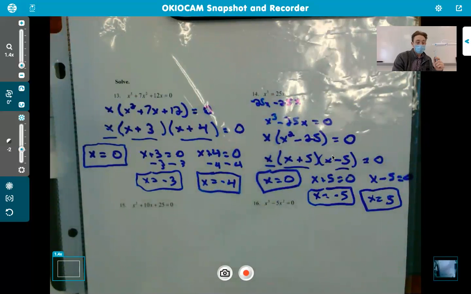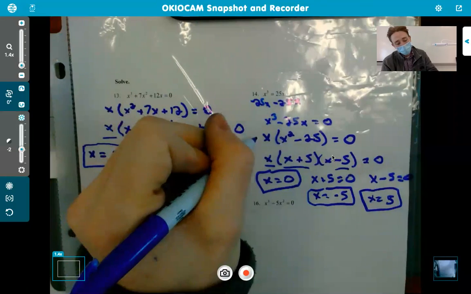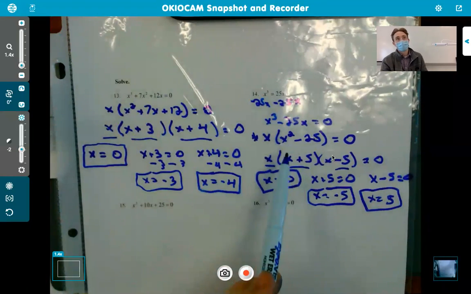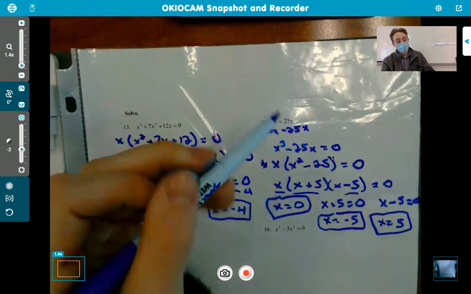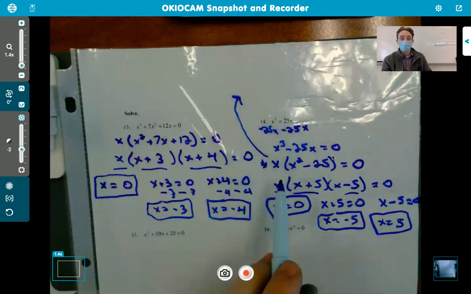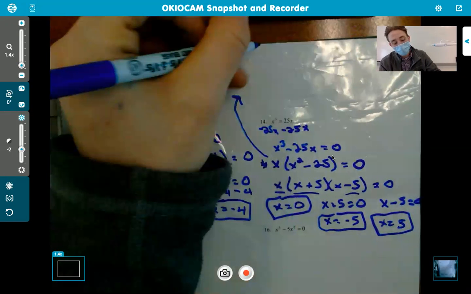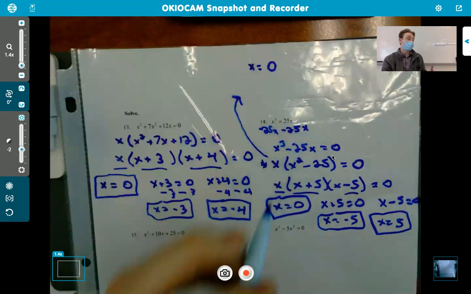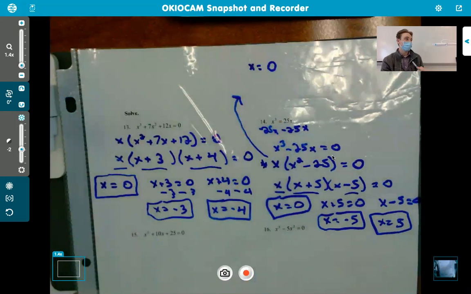Now, another thing that you could have done with 14, just as a side note. Once you get to this step, the x times the x squared minus 25, I'm going to do the work up here in this margin. X squared minus 25, you could actually set that equal to 0. I would like to see you factor it, but this is just another way of solving, just so we're aware of some different methods that you might see throughout the course, especially when we start talking about square roots.